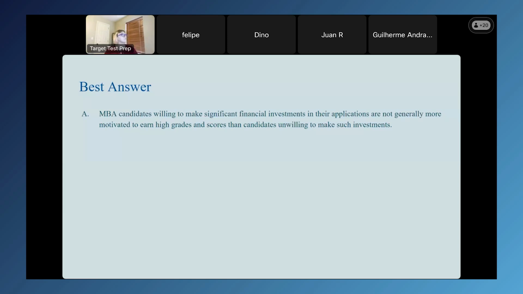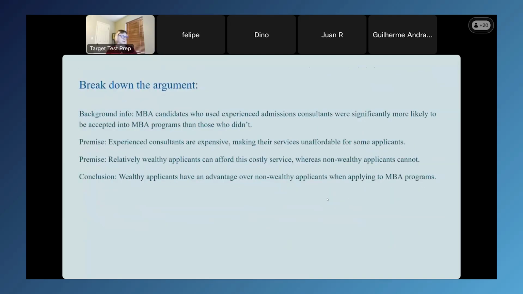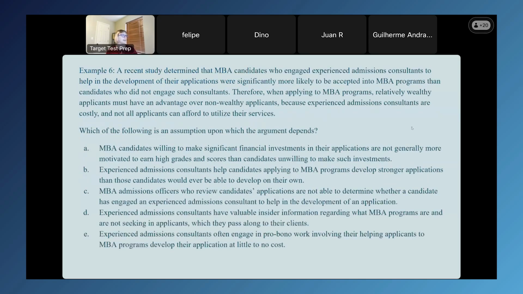Can I explain A again? Our conclusion is wealthy applicants have an advantage over non-wealthy applicants when applying to MBA programs. What A is saying is that these people that are willing to spend a lot of money on, in this case, admissions consultants, are not generally more motivated to earn high grades and scores. So they're not generally more motivated to earn other things that would make their application more appealing.